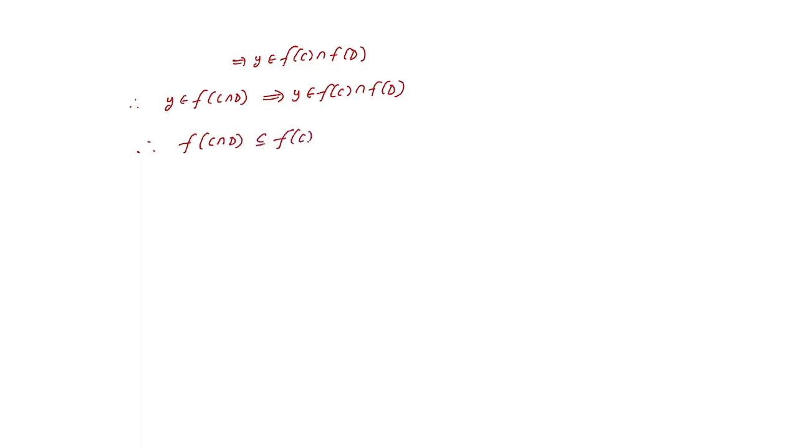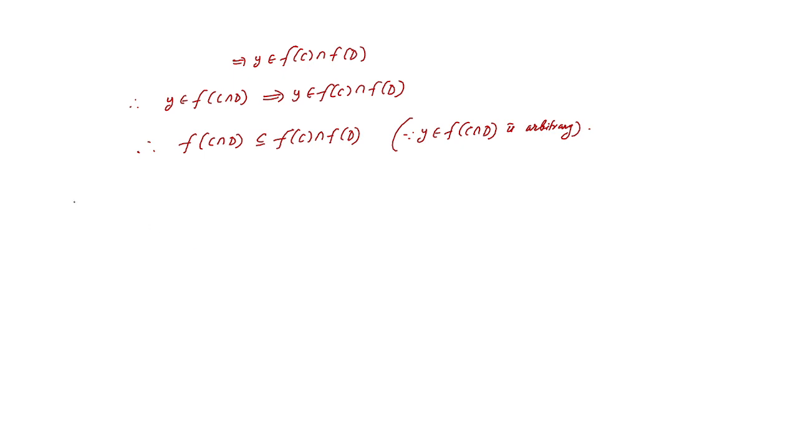From the definition of intersection, what we can say: y belongs to fC intersection fD. So therefore, y belongs to f of C intersection D implies y belongs to fC intersection fD. And since y is arbitrary, we conclude f of C intersection D is a subset of fC intersection fD, since y belonging to f of C intersection D is arbitrary.